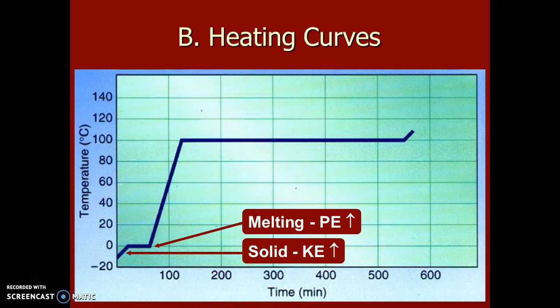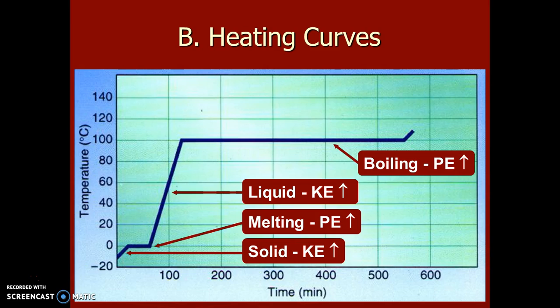Then once they're all pulled apart and in the liquid phase, then we can start increasing the kinetic energy. Then they use that heat energy to move faster, and that increases the temperature until we get up to the boiling point. And then at the boiling point, again, we're rearranging those molecules from a liquid into a gas. And so we're increasing the potential energy. And then once it's all steam or water vapor, we can increase the kinetic energy again.